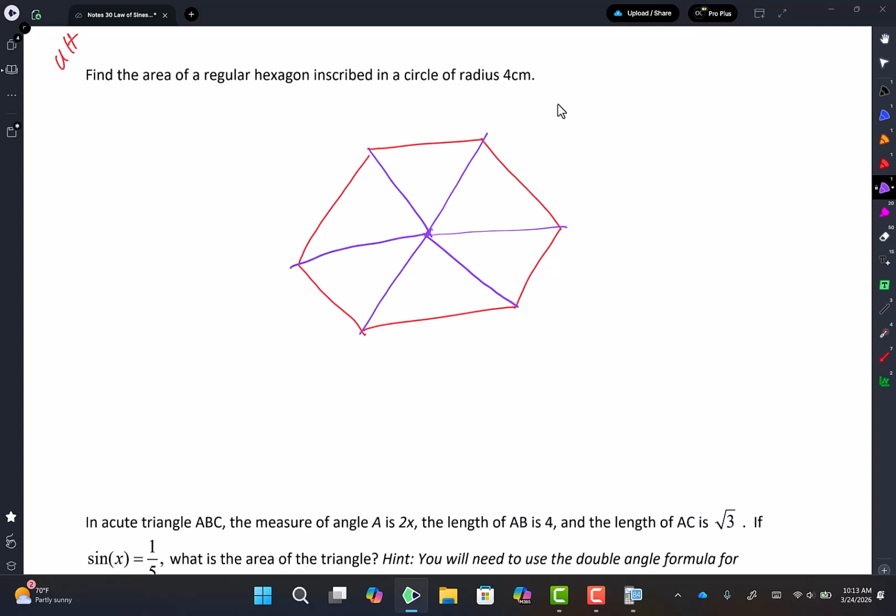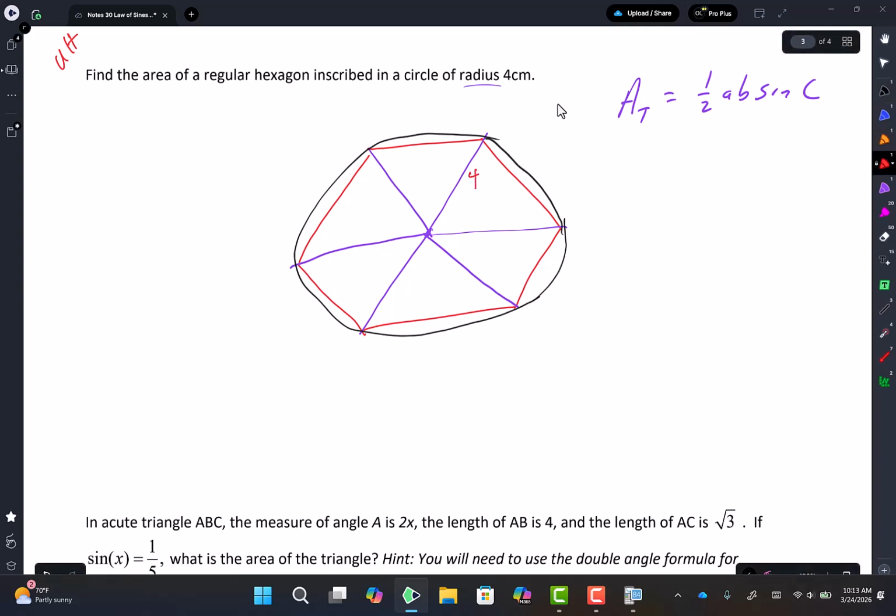I don't know how to calculate that. Guys, we just figured out how to find the area of a triangle: 1/2 AB sine C. We already know that the radius is 4 centimeters, and the hexagon is inscribed in the circle. So this is 4, and this is 4. So all I need is this angle right here. I don't know how to get that angle.